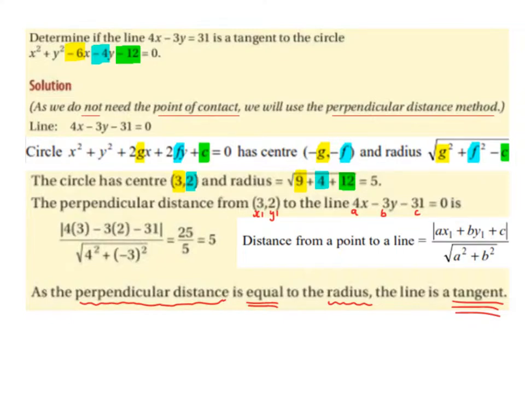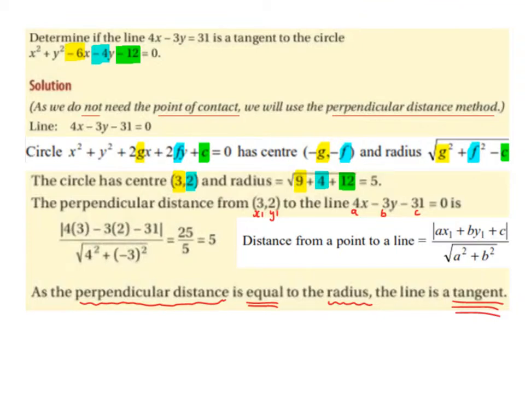So we then have a look at our circle, and we're going to use the formula x squared plus y squared plus 2gx plus 2fy plus c is equal to 0. So we're going to take the coefficient of x in our circle, which is minus 6, and the coefficient of x in our formula, which is 2g. So if 2g is equal to minus 6, then g is going to be equal to minus 6 divided by 2, which is minus 3.